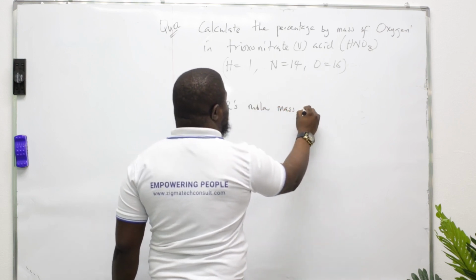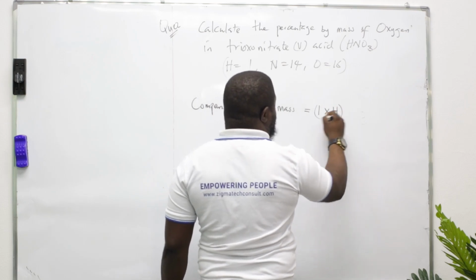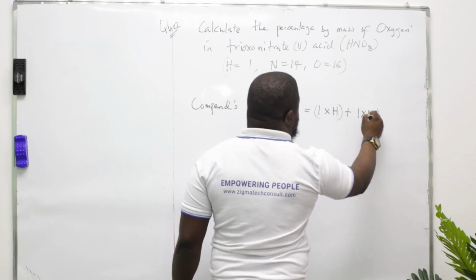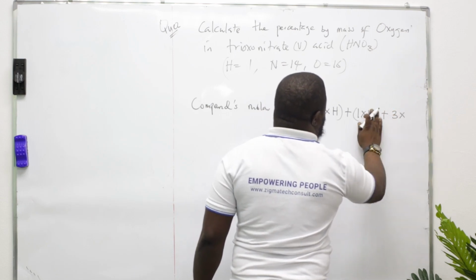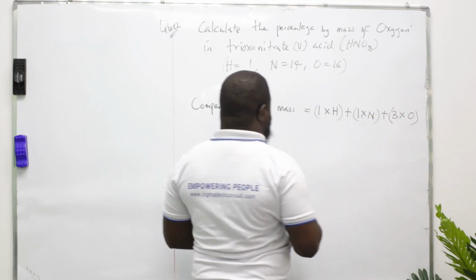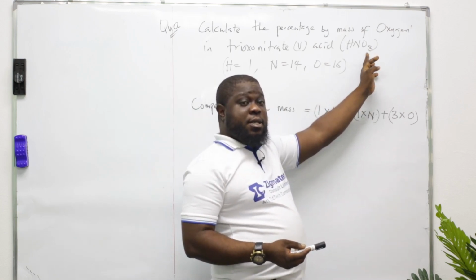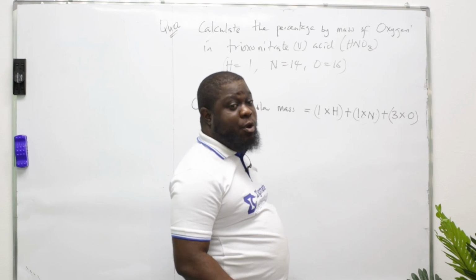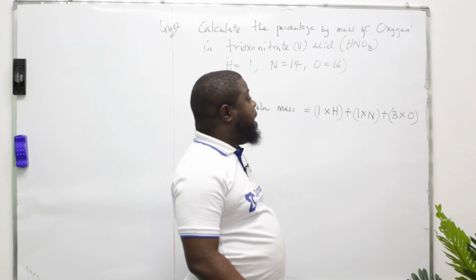Compound molar mass is equal to 1 times H plus 1 times N plus 3 times O, which is oxygen. Why we got 3 there, you already know that 3 is a subscript. And you multiply the subscript by the mass number of the element. I'll give you the molar mass of the element.